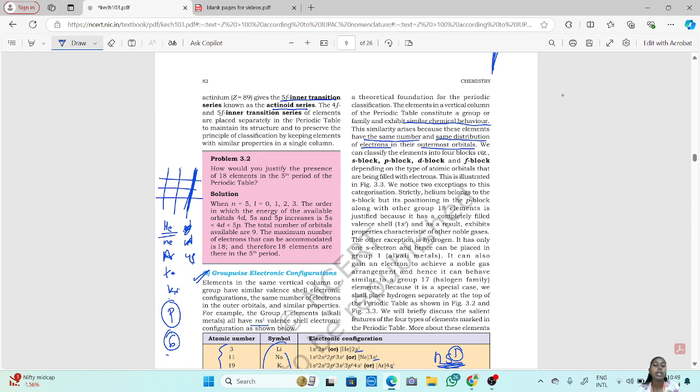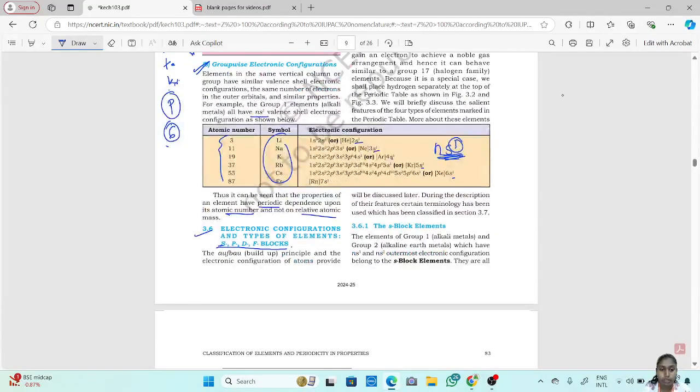Now we can classify the elements into 4 blocks. How will you classify the elements? We can classify them into 4 blocks: S block, P block, D block and F block, depending on the type of atomic orbitals being filled with electrons. These are classified on the basis of the last shell present in the element, or the filling up of the electrons in that particular element's orbital. Now, this is illustrated in figure 3.3.